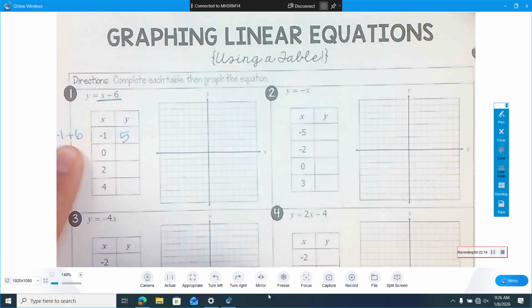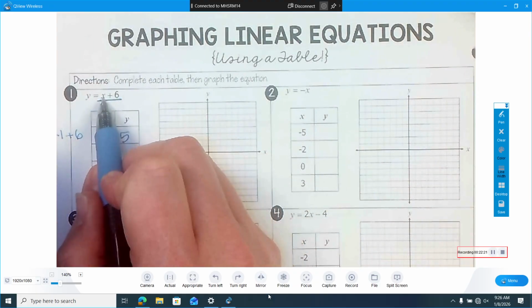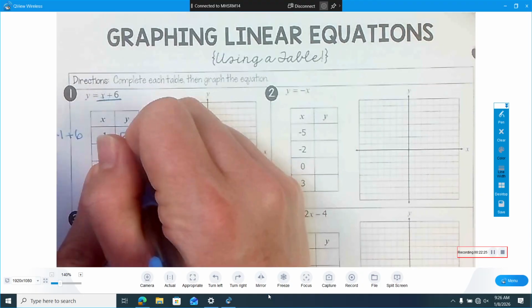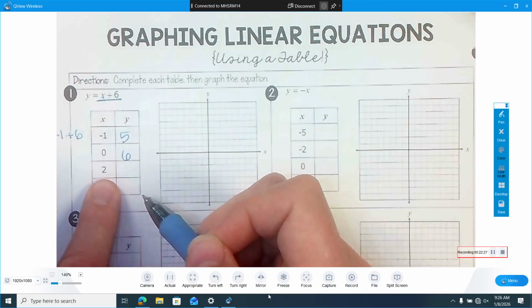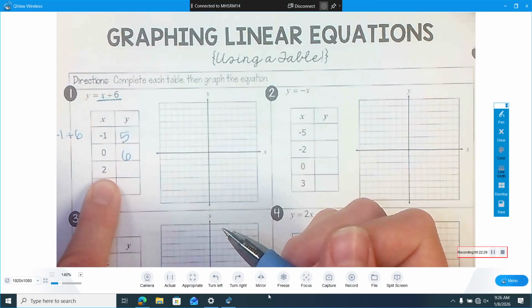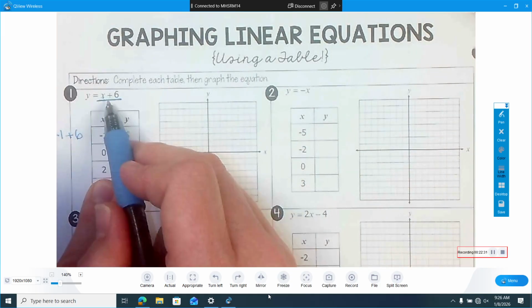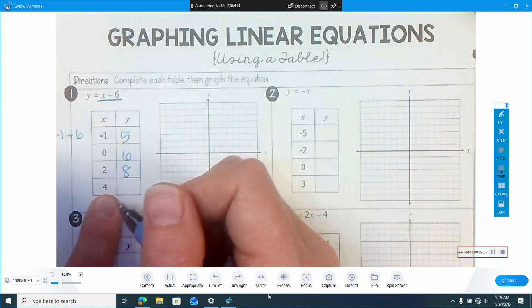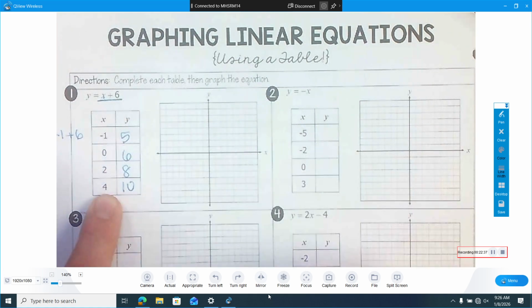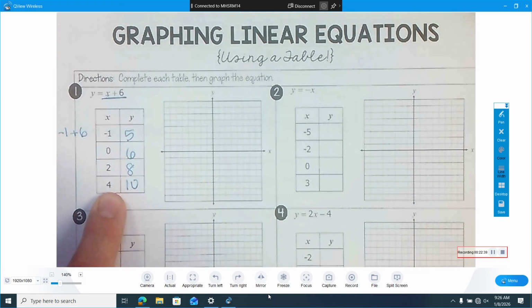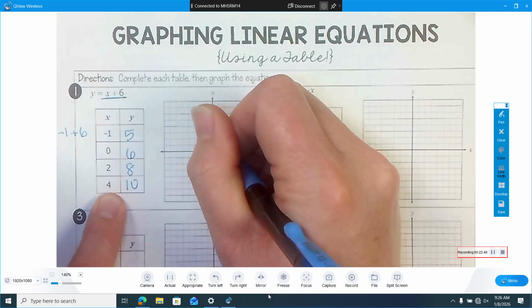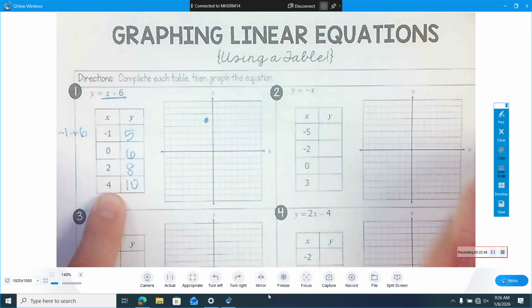Yep. And then we're going to plug in a 0 here. 0 plus 6 is 6. Plugging in a 2, what do you get? 8. 2 plus 6 is 8. And plugging in a 4, what do you get? 10. Do you have to write it out? No, if you can do it in your head, is that okay? Absolutely. Okay. Let's see. So -1, 1, 2, 3, 4, 5.